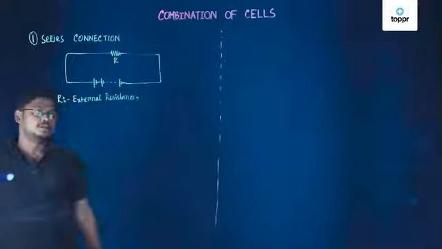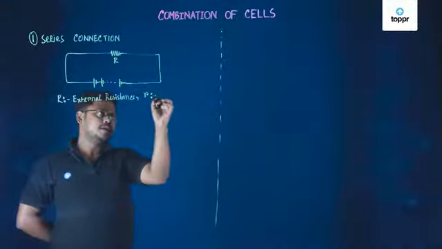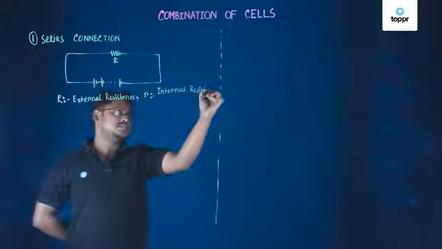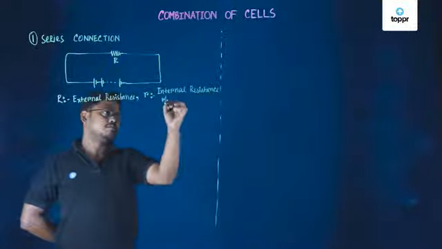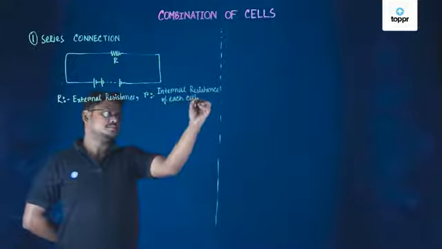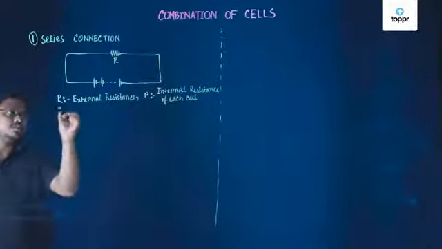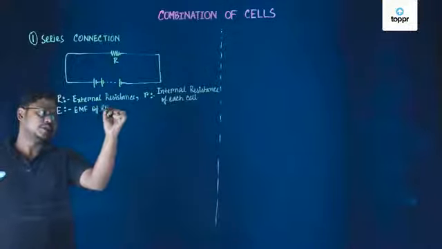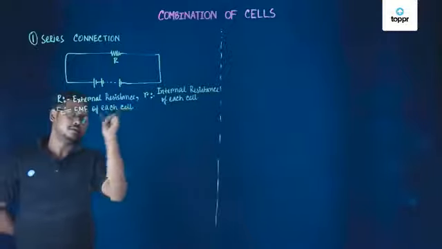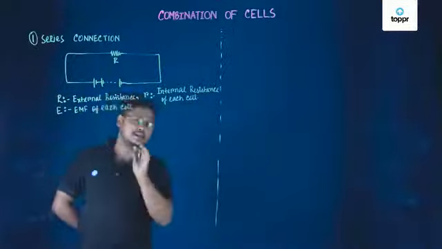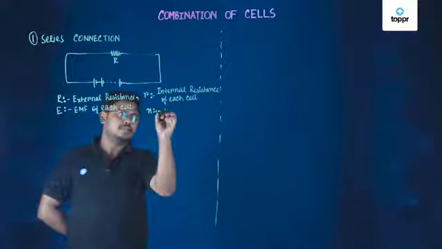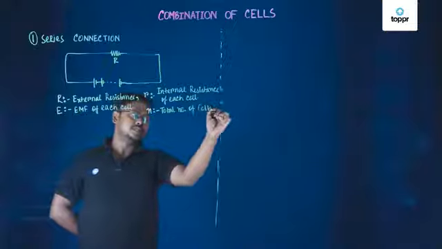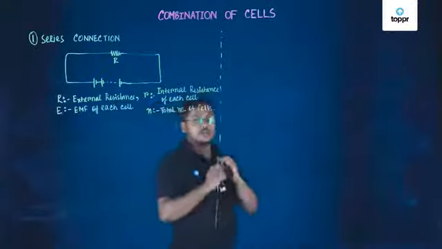Now let's say small r is the internal resistance of each cell, and let capital E be the EMF of each cell, and let there be n number of cells that are connected in series. So n is the total number of cells.